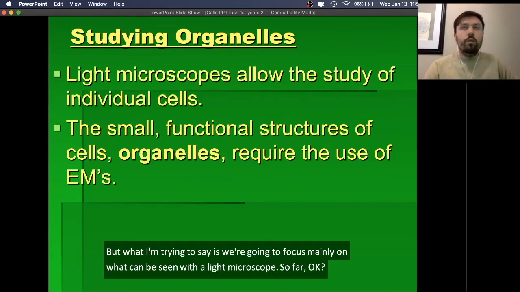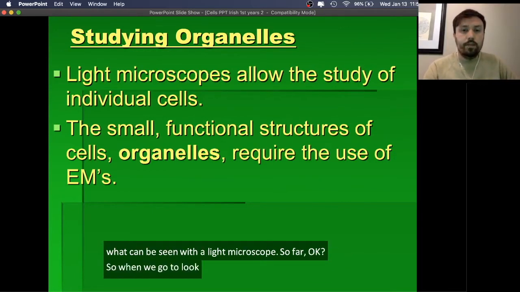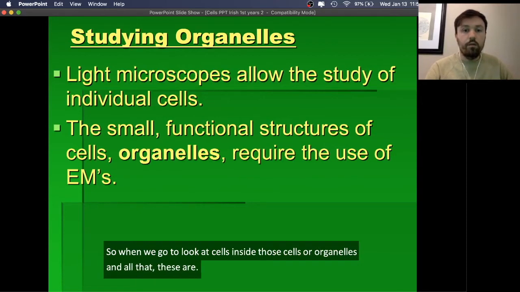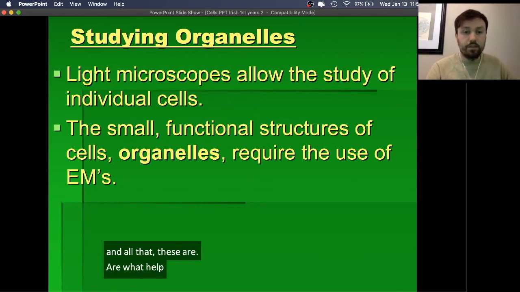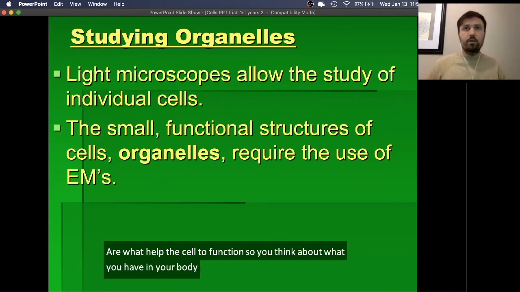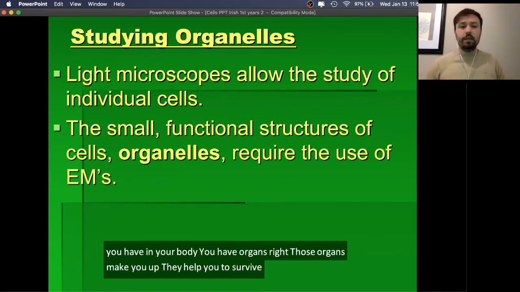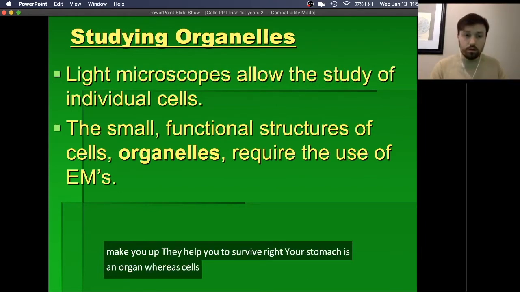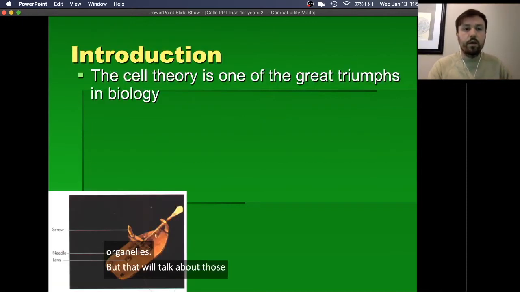So when we go to look at cells, inside those cells are organelles. And all of these are what help the cell to function. So you think about what you have in your body, you have organs, right? Those organs make you up. They help you to survive, right? Your stomach is an organ, whereas cells have something smaller called organelles. But we'll talk about those a little while later.